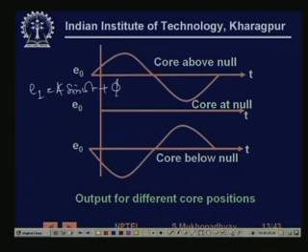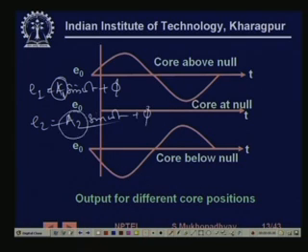Because it is linking more number of turns, A1 will be larger, and E2 will be another sinusoidal EMF, A2 sin(omega t plus phi). But this A2 magnitude is going to be less than A1. Therefore when you do E1 minus E2, you are going to get one sine wave. If the core is below null, then you are going to get another sine wave.